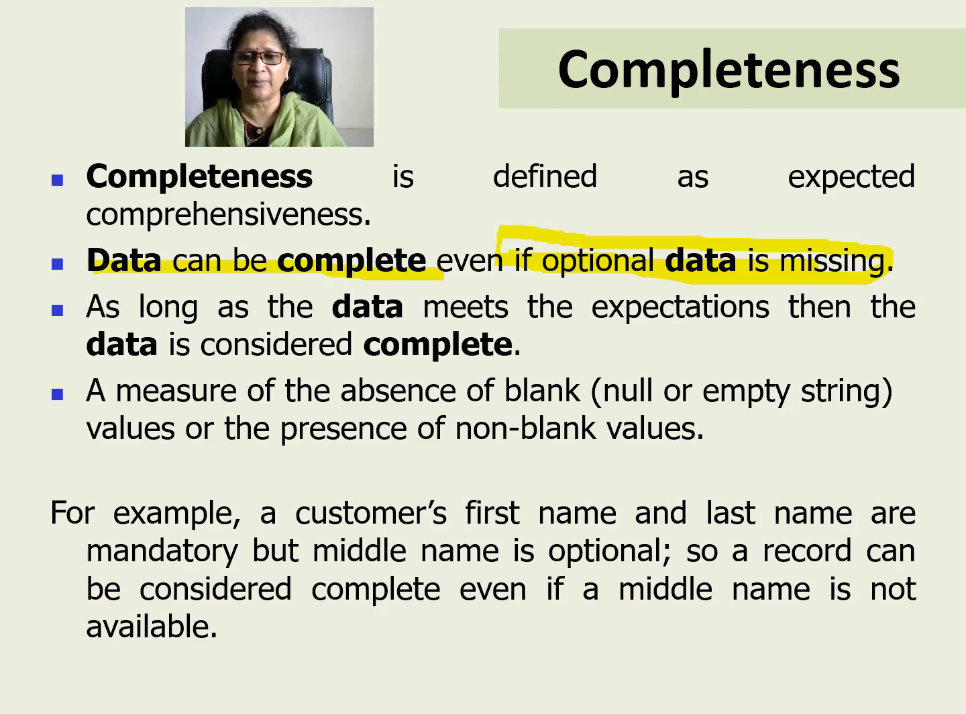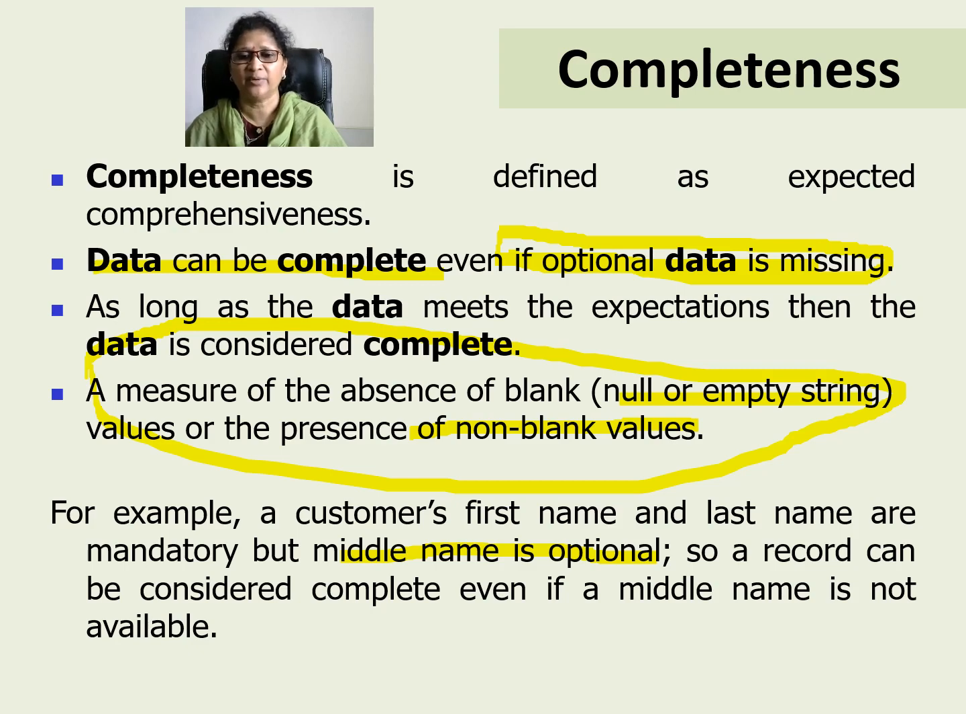It is a measure of the absence of blanks, which are nothing but null or empty string values, or the presence of non-blank values, that we are referring to as missing values. Let's take an example. A customer's first name and last name are mandatory, but the middle name could be optional. In this case, even though the middle name is missing, we treat that data as complete data.